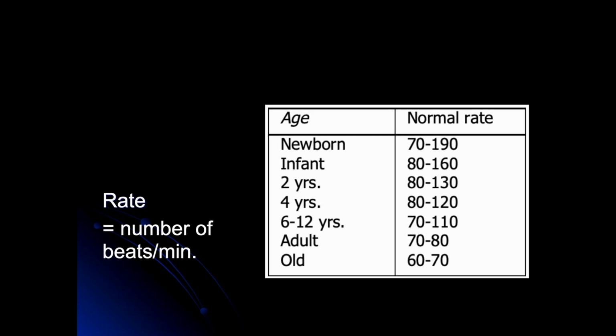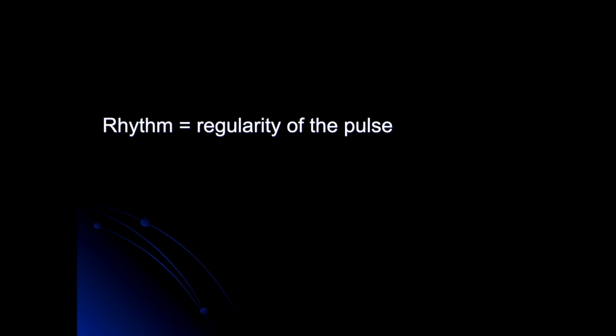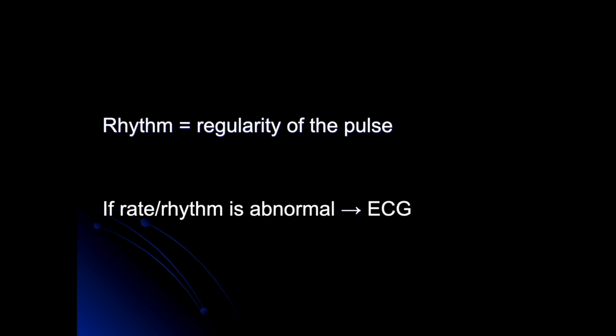Rate means the number of beats felt per minute. The normal rate varies according to age. In the adult, it is between 70 and 80 per minute. Rhythm means regularity of the pulse. If rate or rhythm is found to be abnormal, then an electrocardiogram is indicated to identify the origin of the beats and the pattern of conduction.